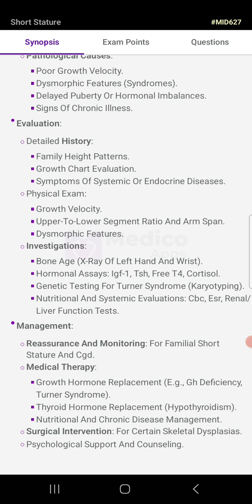For the management, reassurance and monitoring for familial short stature and the CGD. Medical therapy like growth hormone replacement, for example GH deficiency and Turner syndrome. Thyroid hormone replacement for hypothyroidism. Nutritional and chronic disease management. Surgical intervention for certain skeletal dysplasia. Psychological support and counseling.